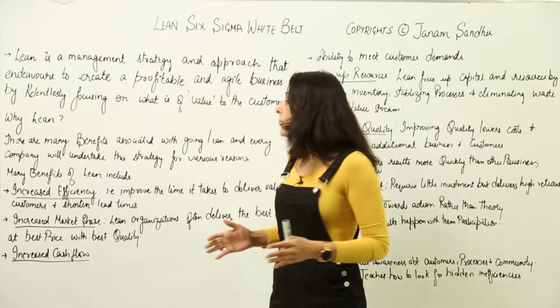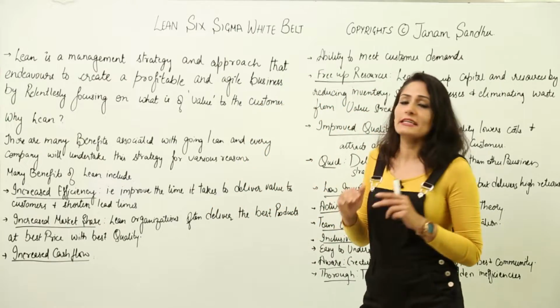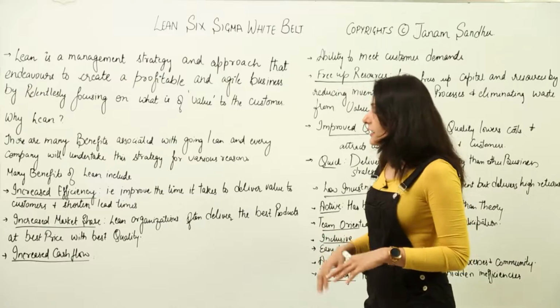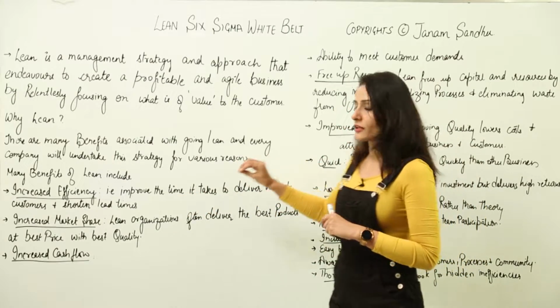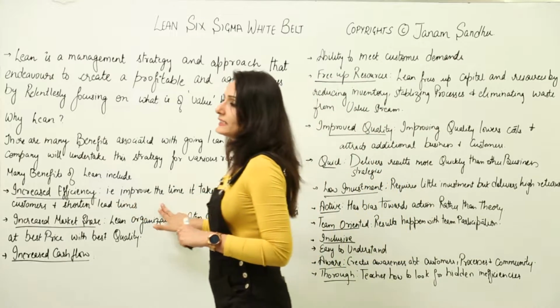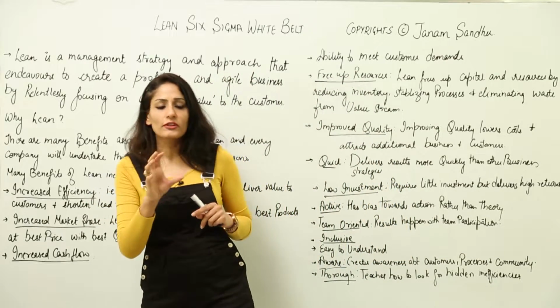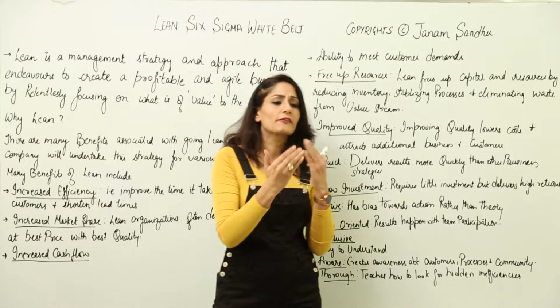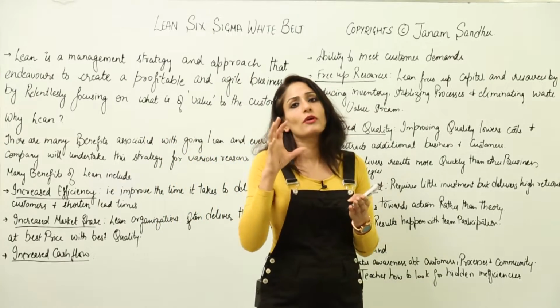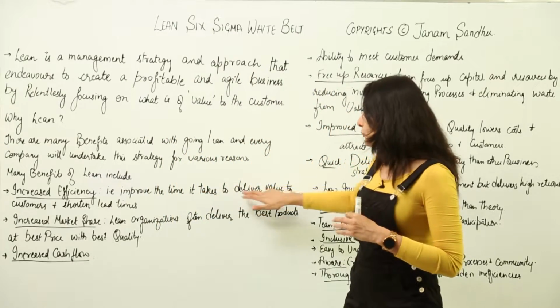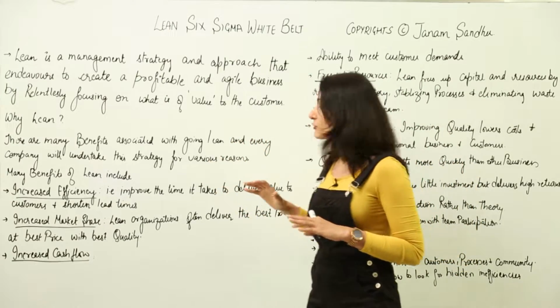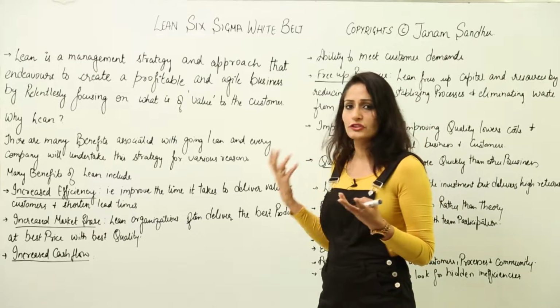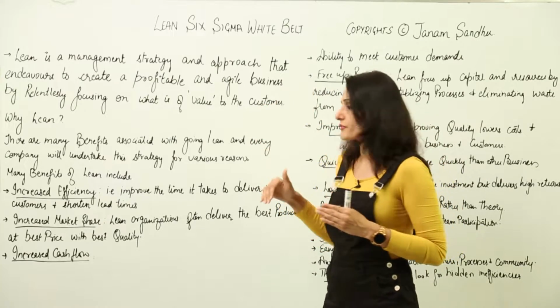The first benefit is increased efficiency, that is, it improves the time it takes to deliver value to the customer and shortens the lead time. Obviously whenever we order something, we want it on time. So lean improves the delivery time, plus it also shortens the lead time, right? So it's always better to increase the efficiency in every sphere of the process.